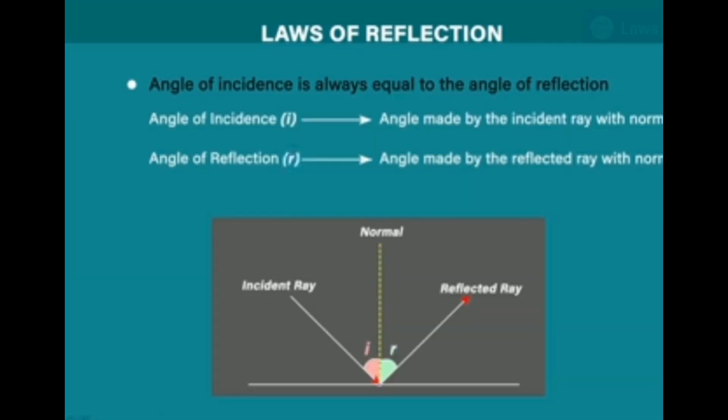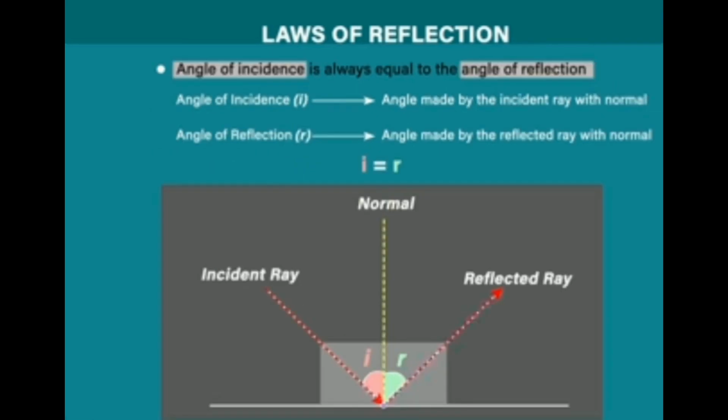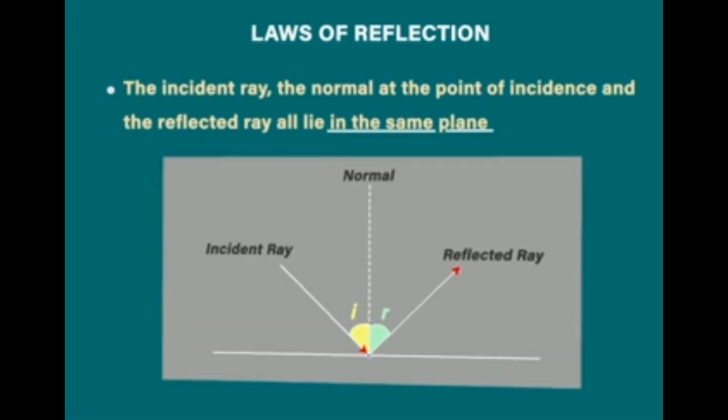There are two laws of reflection which light obeys. The first law is that the angle of incidence is always equal to the angle of reflection, i equal to r. So this was the first law. The second law of reflection says that the incident ray, the normal at the point of incidence, and the reflected ray all lie in the same plane. Here, the incident ray, reflected ray, and normal are in the same plane.